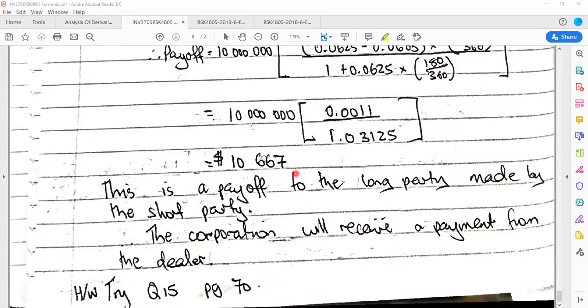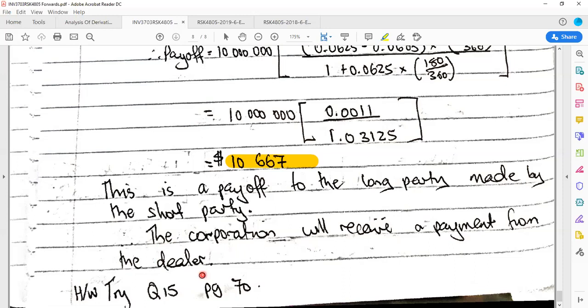Remember, in this module, whatever value we calculate is the value to the long party. So this answer is positive, which means it's a payoff to the long party made by the short party. So the short party pays the long party this amount of money. And remember, we said that the treasurer of the corporation is taking a long position. So this means that the corporation will receive a payment of this amount from the dealer, since the dealer is the short party.